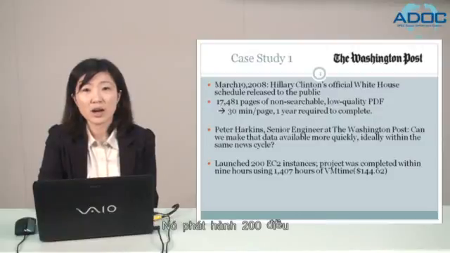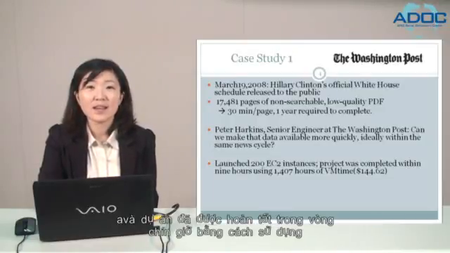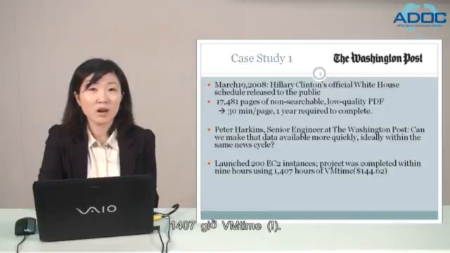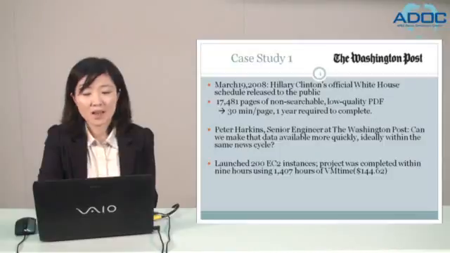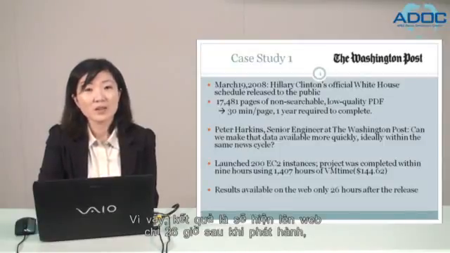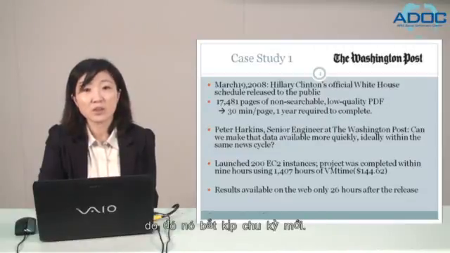It launched 200 EC2 instances. EC2 is the cloud service of Amazon. And the project was completed within 9 hours using 1,407 hours of VM time. VM stands for virtual machine. And it only cost $144. So, the results were available on the web only 26 hours after the release, so you catch up with the news cycle.